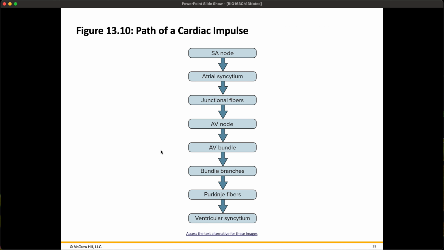And there is a video on Connect, and I strongly recommend watching these videos because it's going to connect the conduction cycle, the electrical cycle, with the flow of blood through the heart, and it gives you a video of it, so it's pretty helpful to watch that.